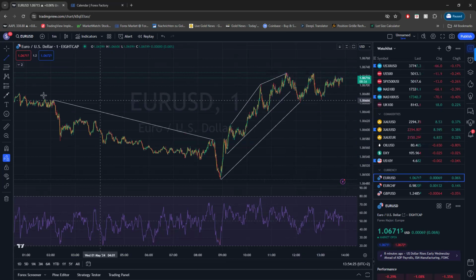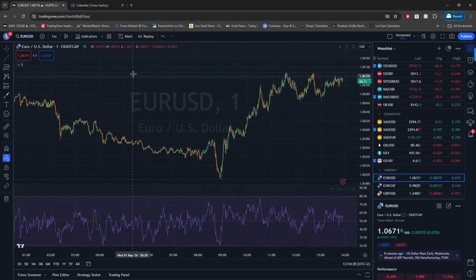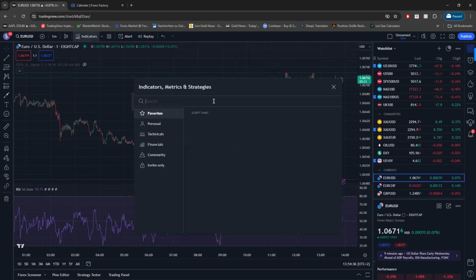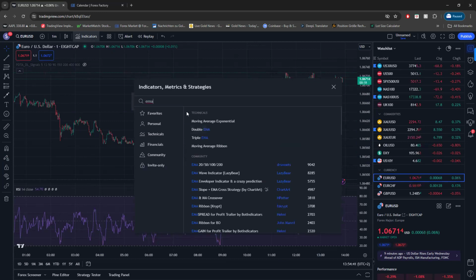Instead, we are going to be using what I use, the exponential moving averages. To do that, let me just remove this one. To do that, I'm going to go here on indicators and strategy. I'm going to write EMA, click here on the technicals, moving average exponential.